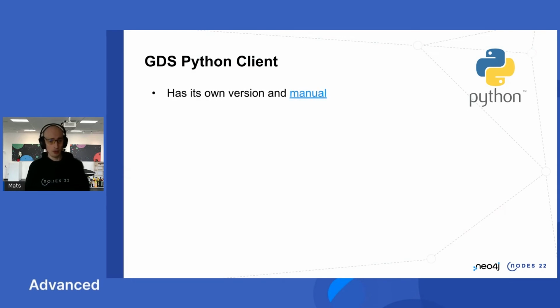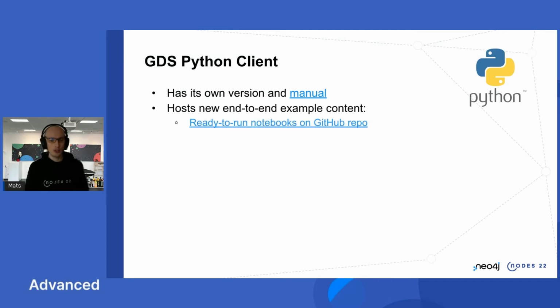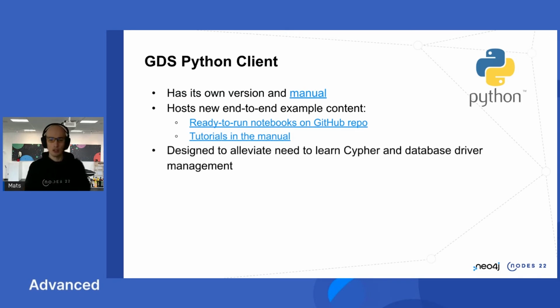The Python client has its own version. It's versioned separately from the server or the Graph Data Science library product. And the current version is 1.5. There's also its own manual. It hosts some new end-to-end example content on their GitHub repo, which is open source, of course, ready-to-run notebooks with data sets. There are tutorials in the manual. So it's very aimed at getting up and running quickly. And also to alleviate the need to learn Cypher and database driver management.